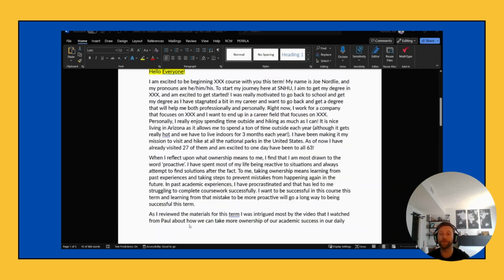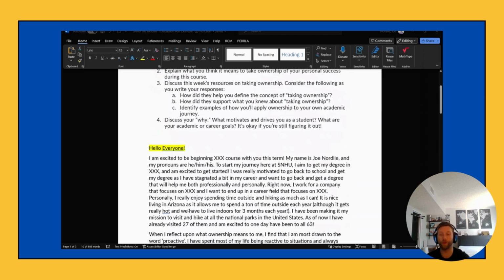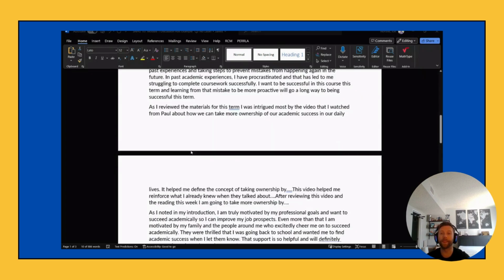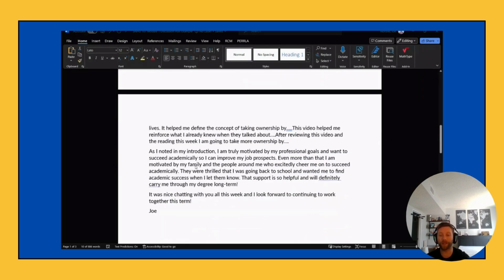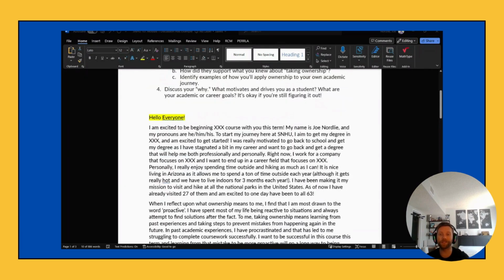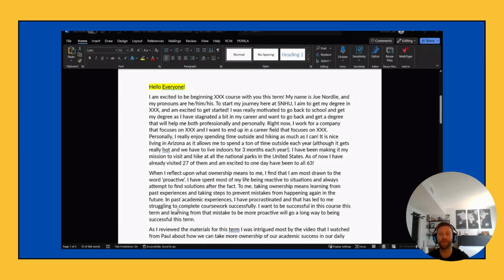And so those are some important components of your initial post: introducing it by saying hello everyone, something along those lines, writing out a paragraph for each question, and then closing it out with a nice closing saying it was nice chatting with everyone. I look forward to learning with you, and then your name. So that is how you want to set up each discussion post that you are creating.